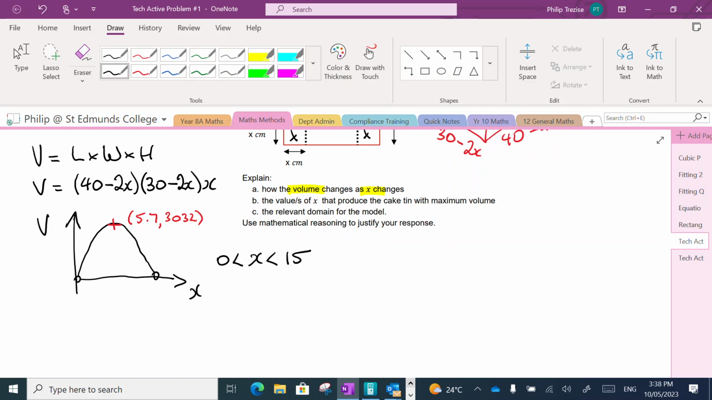So we would say x equals 5.7 centimeters maximizes the volume.